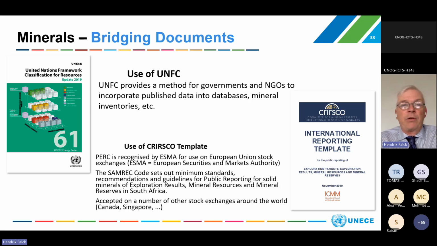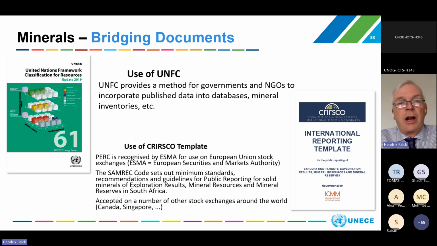One specific one that I want to point out that's often used in the European context is the case of the CRIRSCO template, which is used globally to report mineral estimates for stock exchanges. In Europe, the PERC system is one of the aligned systems for the CRIRSCO template, and it's used by the European Securities and Markets Authority for mineral classification. Other codes include SAMREC, a South African variety. In the US, the SME has a system. In Canada, National Instrument 43-101 is the classification system used for the Canadian stock exchange system.